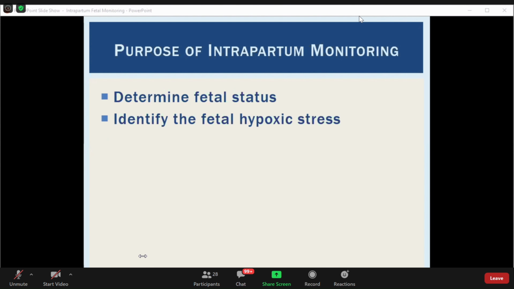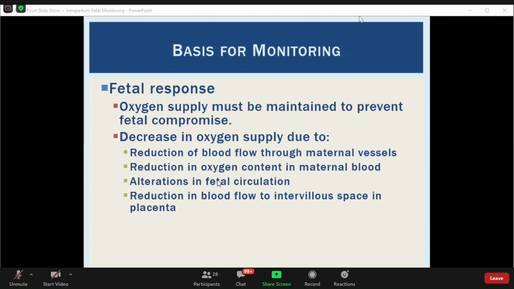Okay, so not Wharton's jelly. If there's a diminished amount of Wharton's jelly, that signifies something else, not this.